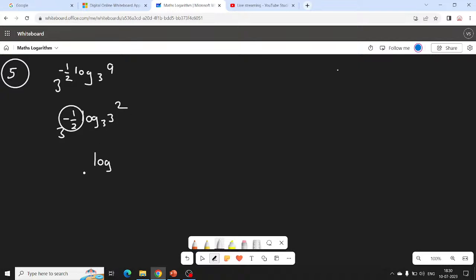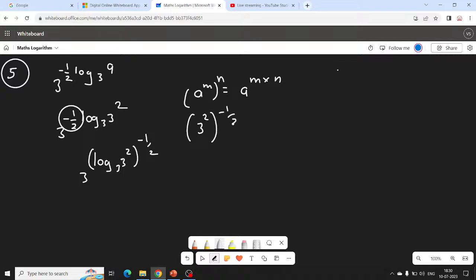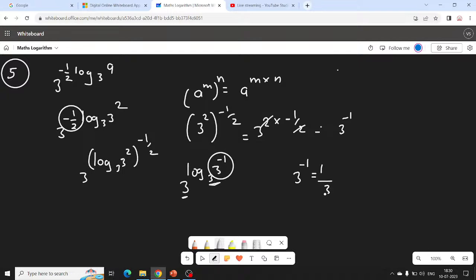So this becomes log 3 square to the base 3, and this is minus 1 by 2. A to the power of m to the power of n, what happens? A to the power of m into n. So here this is 3 to the power of 2 to the power of minus 1 by 2. So can I write this as 3 to the power of 2 into minus 1 by 2? 2 and 2 get cancelled. So what is remaining? 3 to the power of minus 1. So this will be 3 to the power of log 3 to the base 3, minus 1. So this is base 3 and this is 3. So what is the answer? 3 to the power of minus 1. So 3 to the power of minus 1 can be written as 1 by 3.